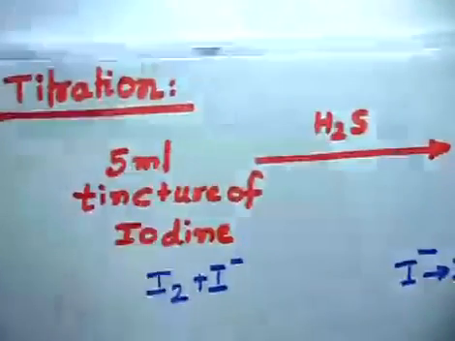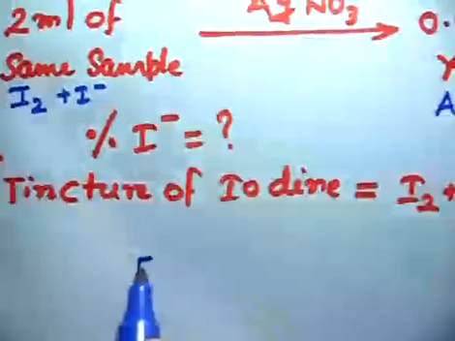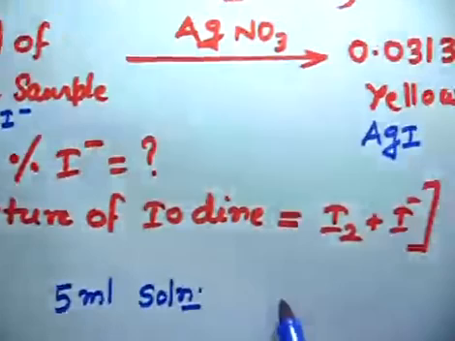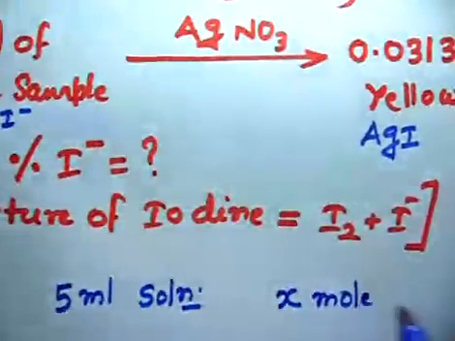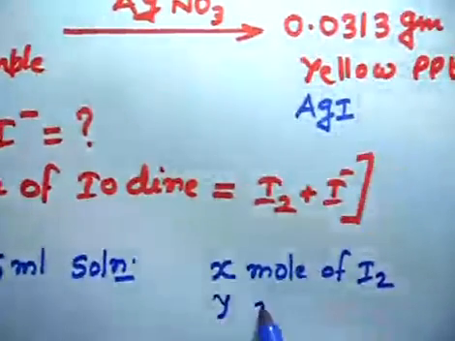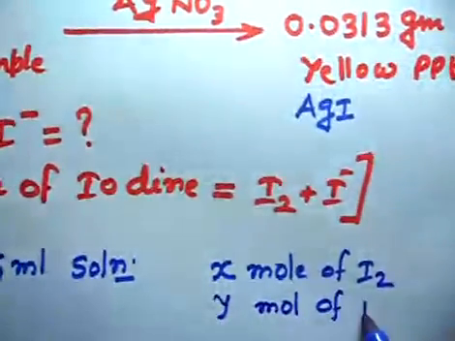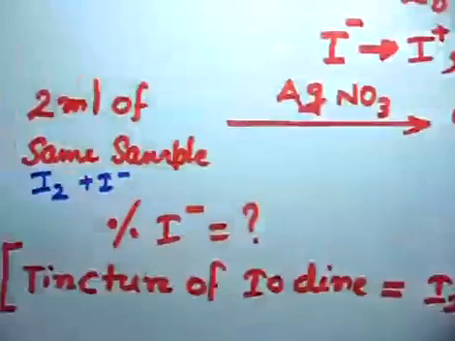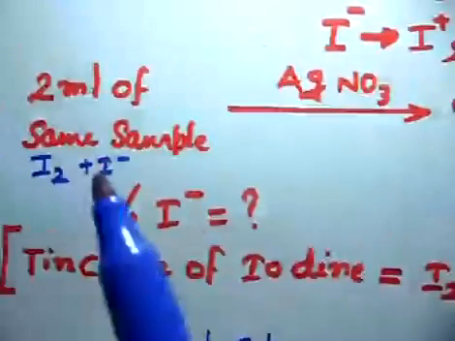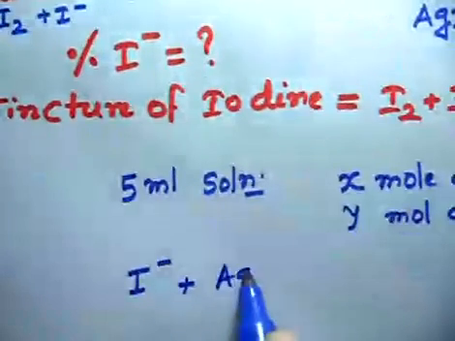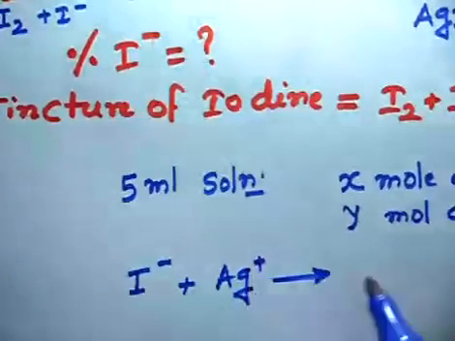So let us assume that in 5 ml solution of tincture of iodine I have x mole of I2 and b mole of I minus. Let us do the second reaction first. The second reaction is I minus plus Ag plus, so I minus reacts with Ag plus, and this gives you AgI as a precipitate.